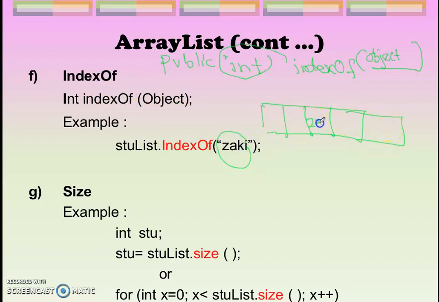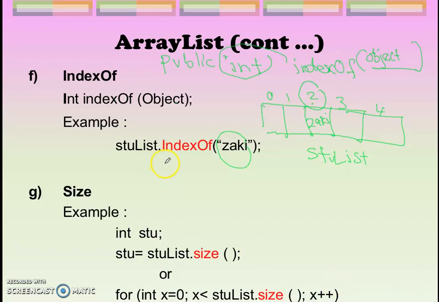Let's say Zaki kat sini. So dia akan cari tulis. This one our array list name tulis. Okay, so dia akan cari 0, 1, 2, 3, 4. Okay. So dia akan return 2. This one dia akan index ke berapa? Index kedua, which is Zaki inside this. Okay. So that one is index of.